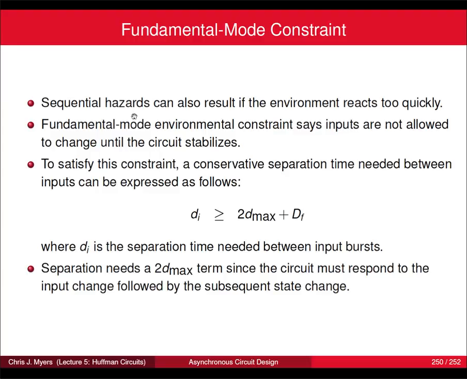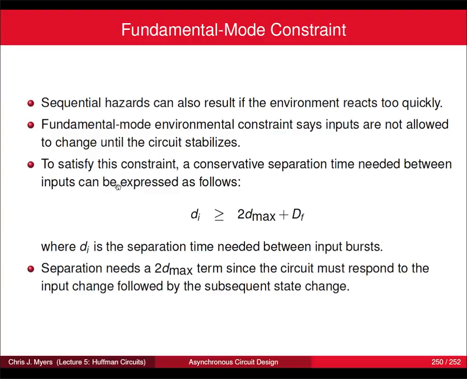So sequential hazards can also result not only because the feedback is too fast, but also if the inputs arrive too fast. So if the environment reacts too quickly, you've got a problem too. So in fundamental mode, the environmental constraint says inputs are not allowed to change a second time. So you get an input burst. You can't get another input burst until the circuit stabilizes. So the environment has to sort of provide those input bursts in a staged manner, right? Not too fast. So to satisfy this constraint, you need a conservative separation time between inputs.